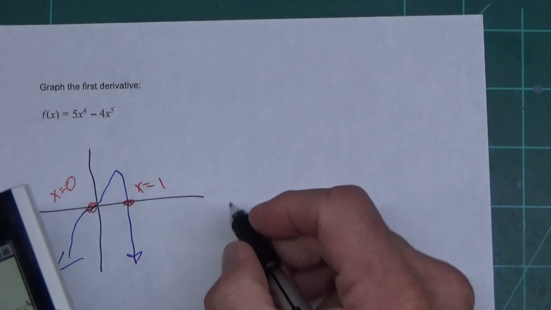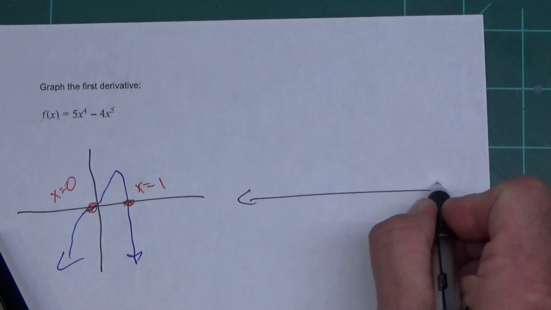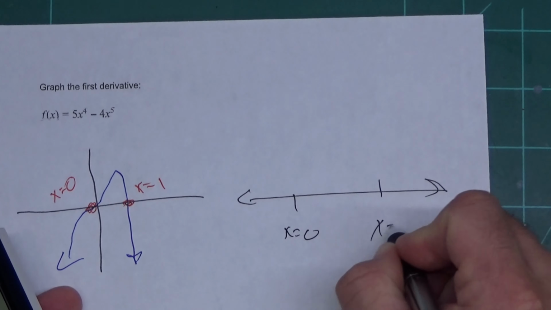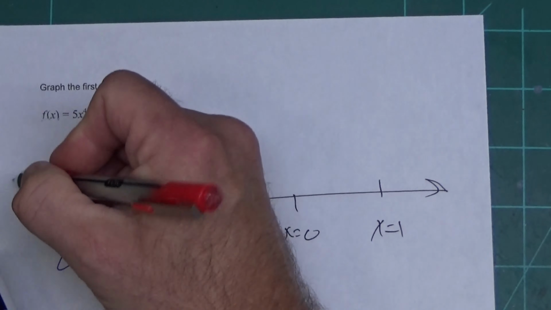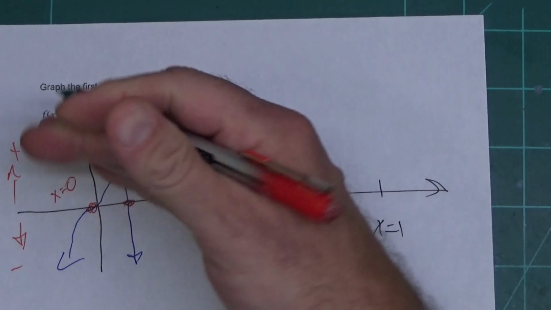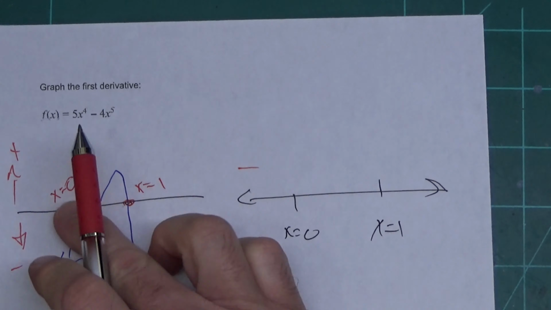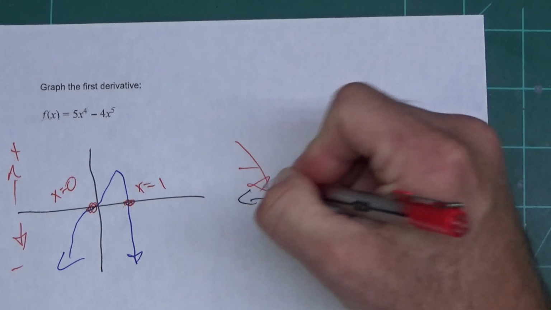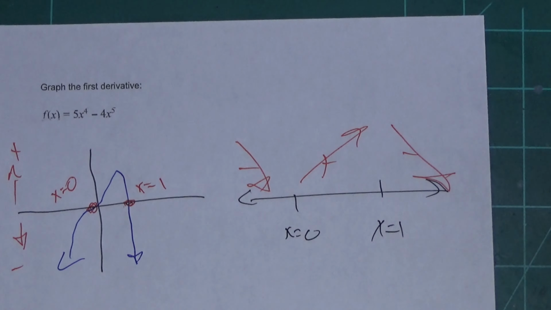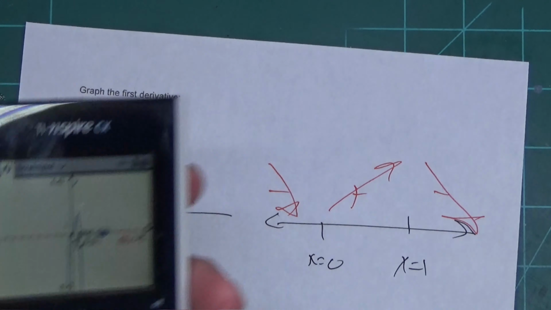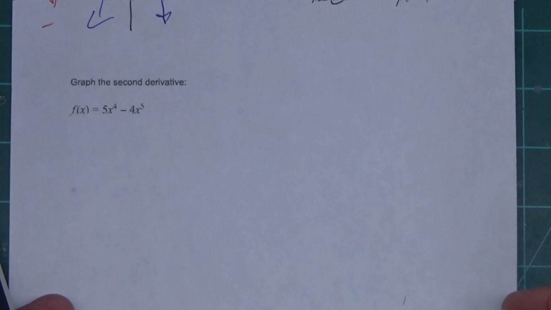Now, once you have that, you can draw a sign chart. You can have your 0 and your 1. Okay? And then when we're down here, we're negative. Up here, we're positive. So on this side of 0, we're negative. Between 0 and 1, we're positive. And between 1 on, we're negative. We go down, up, and down. Now you got your increasing, decreasing, and your critical values, max and mins.